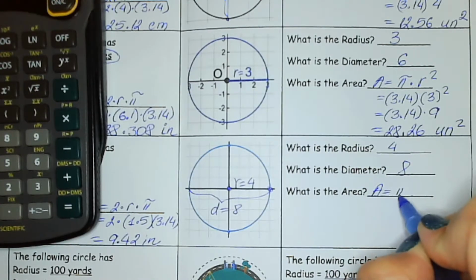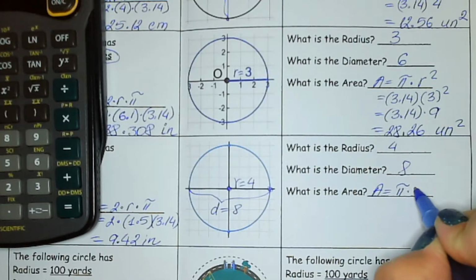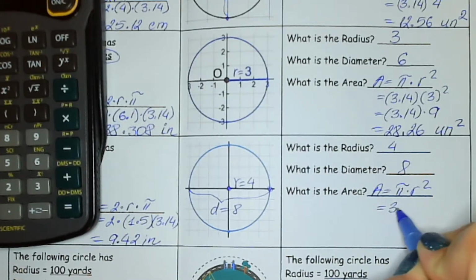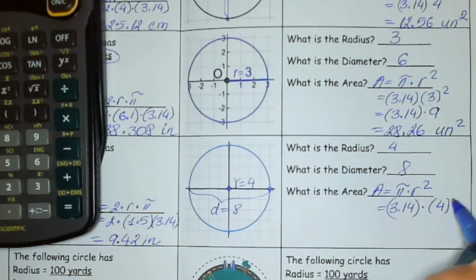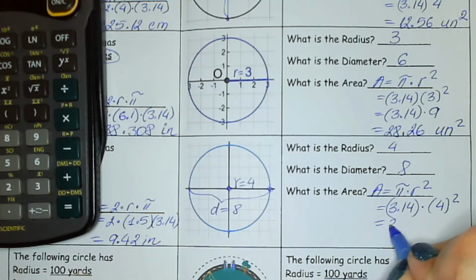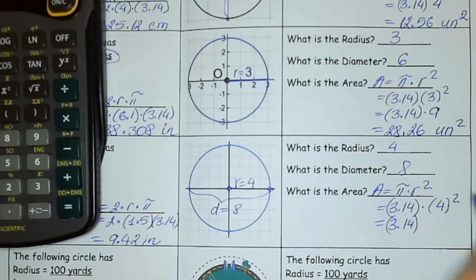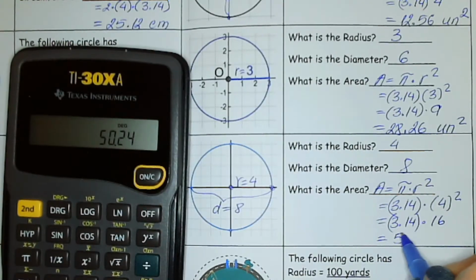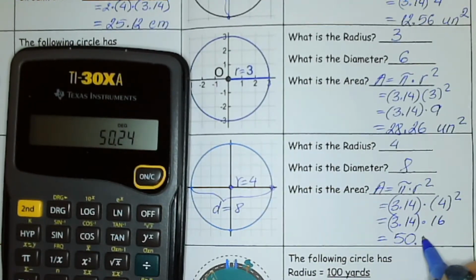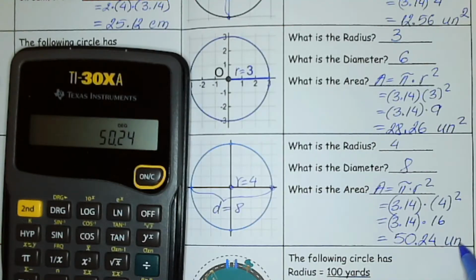Area, to find the area, we multiply pi times radius squared. In other words, 3.14 approximate value, radius 4, and it has to be times 4 to the second power. So 3.14, 4 times 4 is 16, and then multiply. 3.14 times 16, we have 50.24 area units squared.